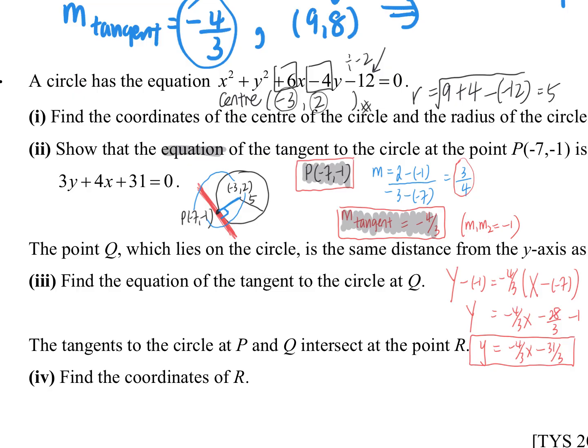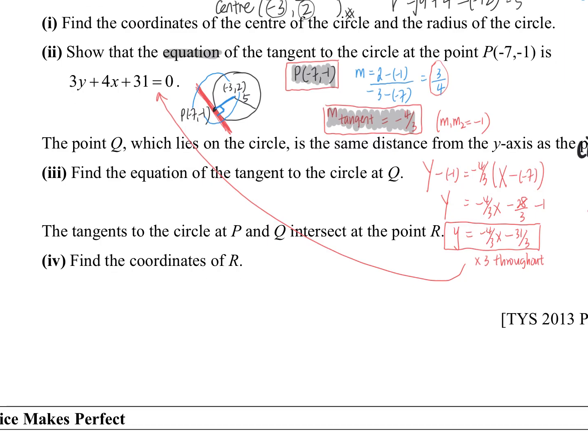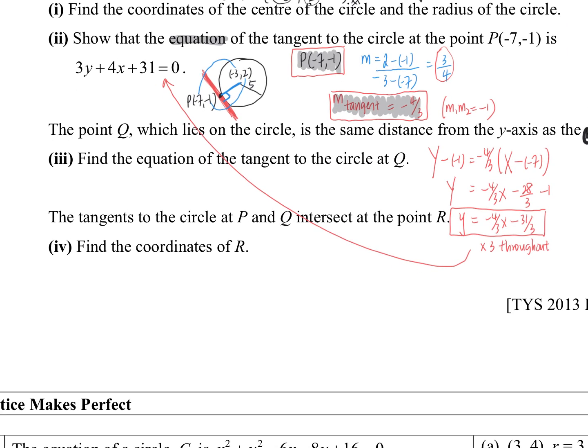Oh yeah, we need to prove that, right? So to prove this, you just multiply by 3 throughout. And then shift everything to one side. Okay, so it's just very lengthy, very long-winded, but the concept is everything you have learned before in coordinate geometry. So no tricks, no traps.